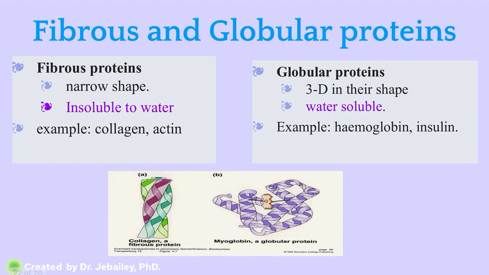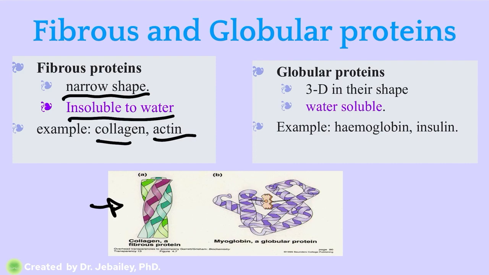Now, there are two types of proteins that you must know about their shape and their solubility. That's the fibrous and the globular proteins. The fibrous ones, as you can see here, look a lot more like this, a very narrow shape, and it's not soluble in water. For example, collagen and actin do not dissolve in water, okay?